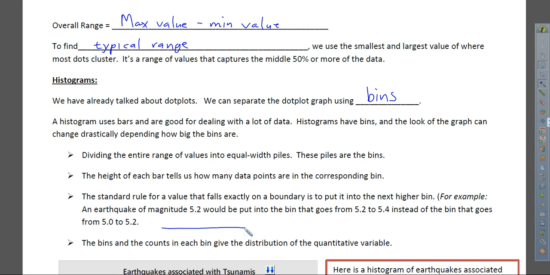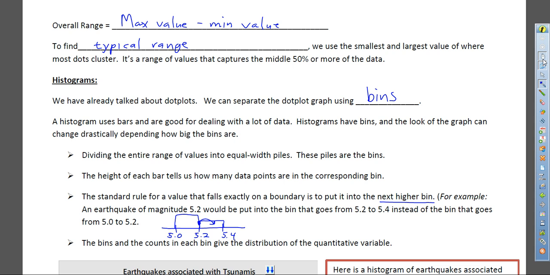So what does that mean? Just think of it as if I had this division and I had 5.0, 5.2, and 5.4, and I had a data point right here, and I'm thinking, which pool is this in? If I had two bins here, where does this data point fall? Is it counted in this bin, or in this bin? That's what I mean by it goes into the next higher bin. So if it's on the boundary line, it's counted as part of this bin. The bins and the counts in each bin give the distribution of the quantitative variable.